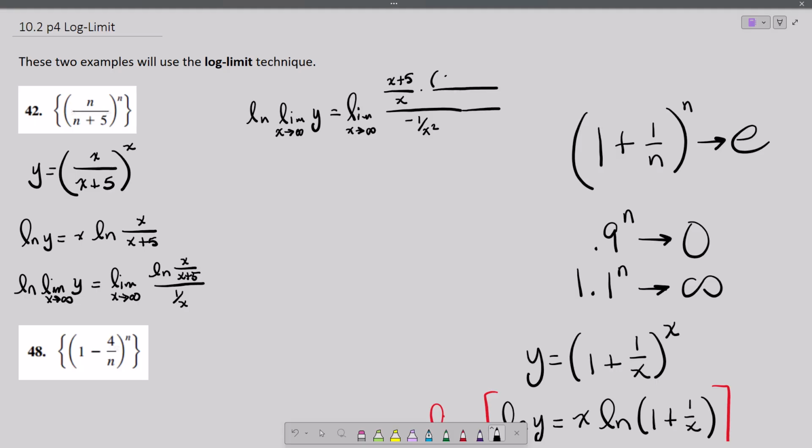So x plus 5 is the low. D high is 1. Low d high minus high d low. High is x. The derivative of the bottom is 1. So there's low d high minus high d low, all divided by low squared, so x plus 5 quantity squared. So there's our quotient rule.